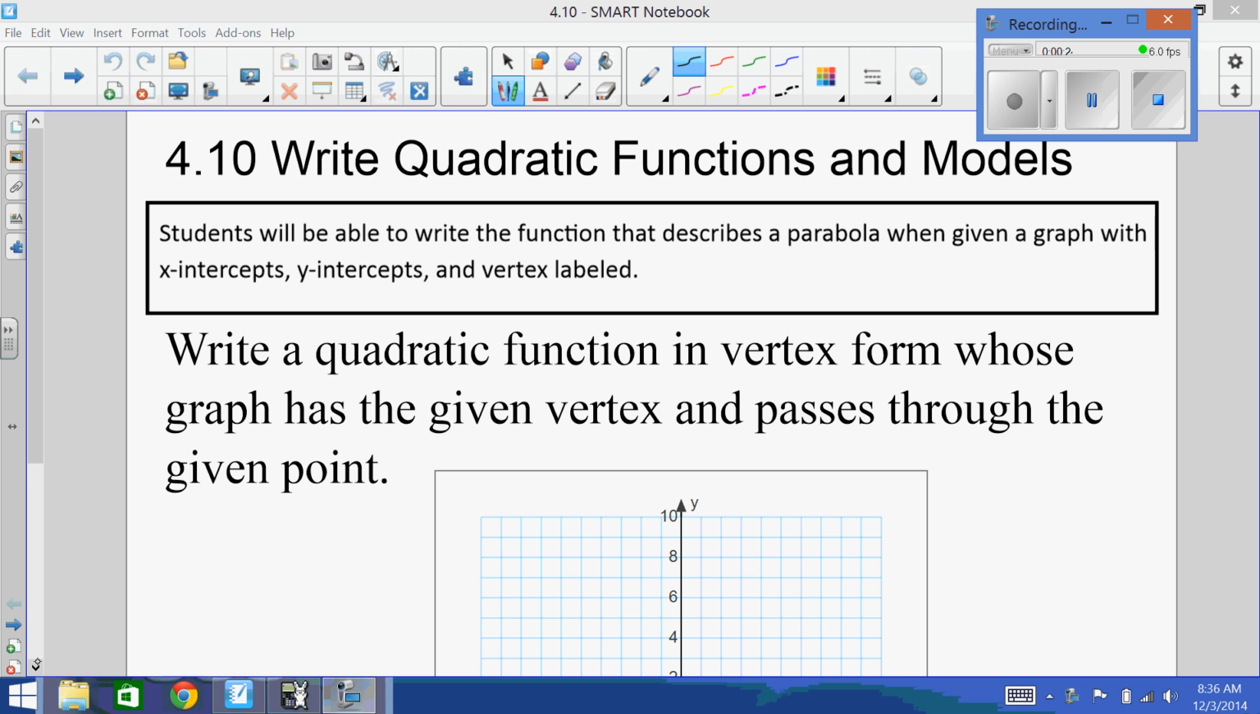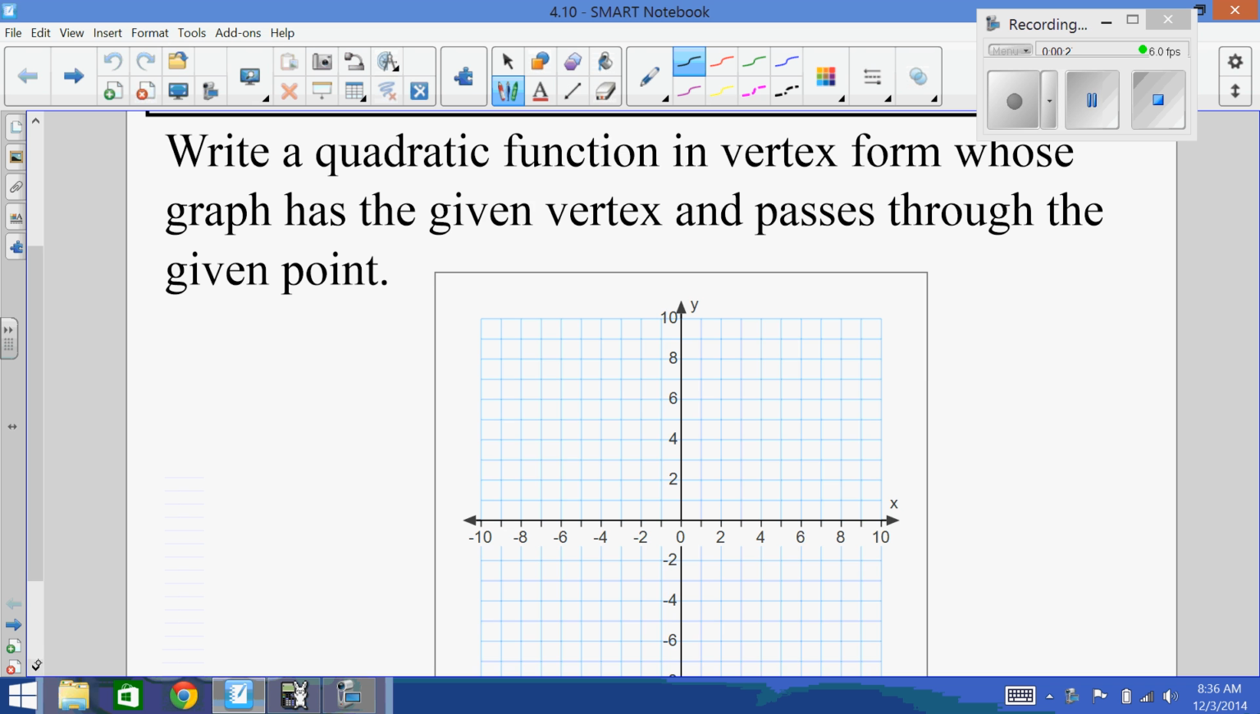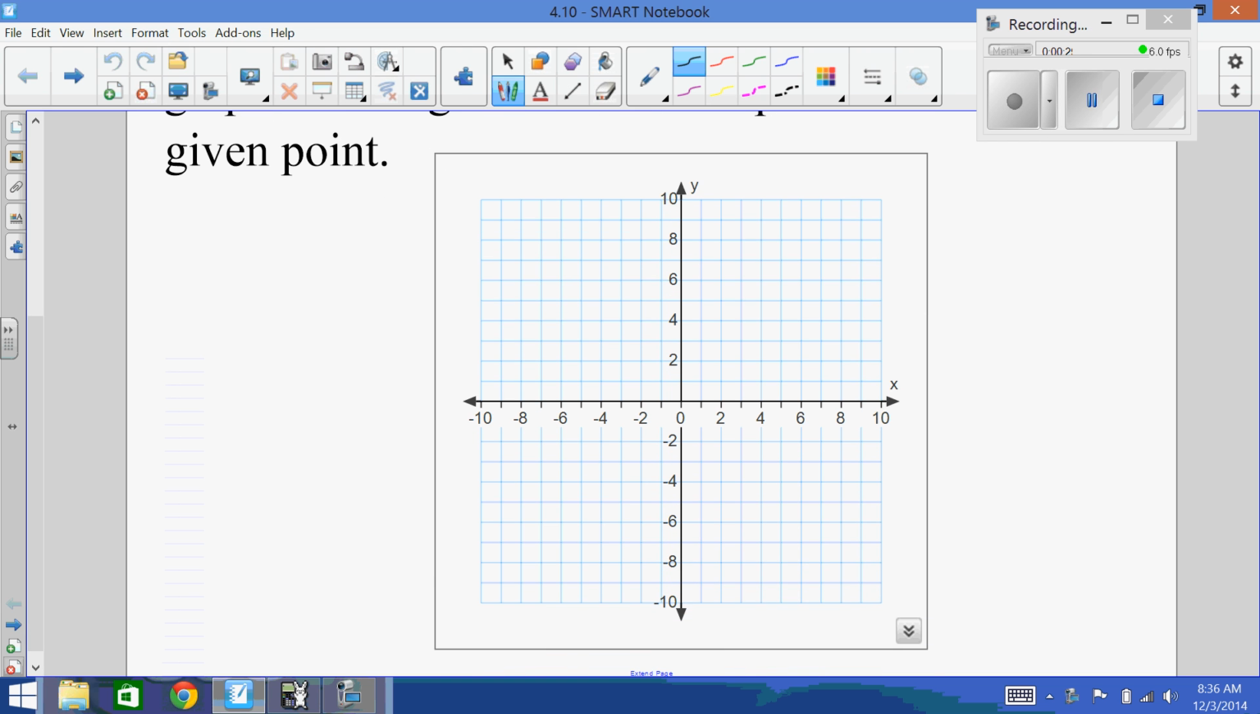All right. So let's look at if the vertex is at (1, 6). So there's the vertex, the vertex is at (1, 6). And we know that it passes through the point (-1, 2). So (-1, 2). All right. So we know, well, this is my vertex.